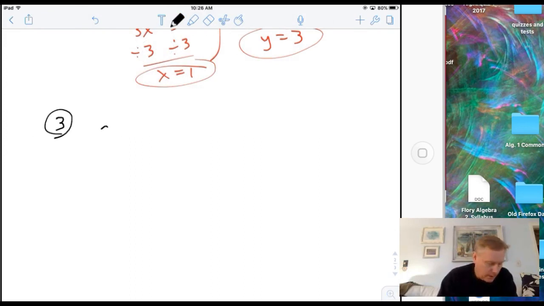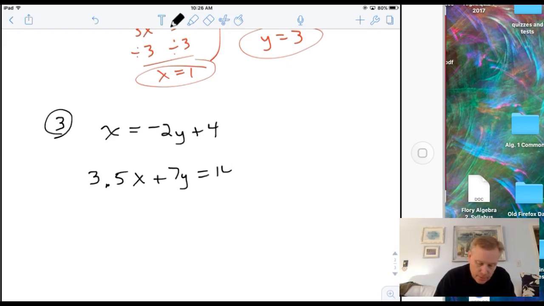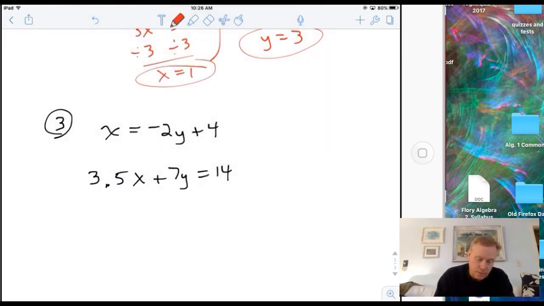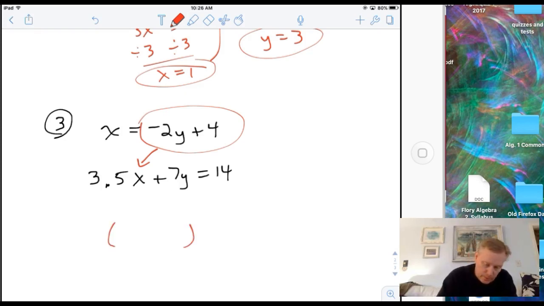Number 3 is x equals negative 2y plus 4, and the second equation is 3.5x plus 7y equals 14. Okay, do I have x equals or y equals? Yes, I do. In the first equation, I have x equals. So I'm going to take that and plug it in for x. So that goes in with the parentheses.